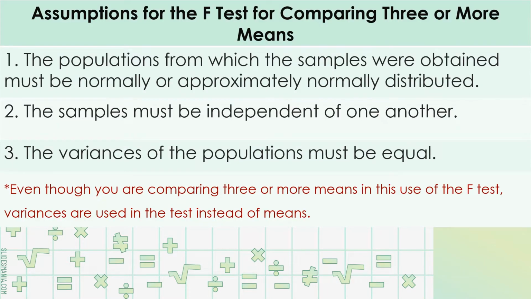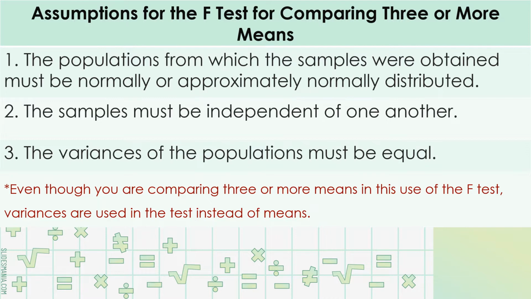So, here are the assumptions for the f-test for comparing three or more means. For the first one, the populations from which the samples were obtained must be normally or approximately normally distributed. So, kailangan normally or approximately normally distributed yung mga populations kung saan galing yung mga samples. Second, the samples must be independent of one another, meaning one sample must not affect the other. Third, the variances of the populations must be equal.